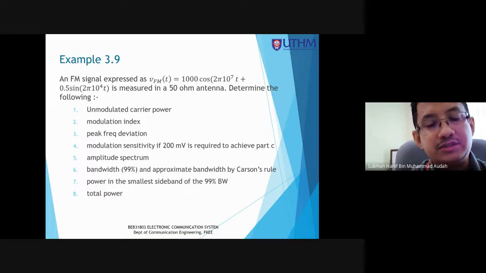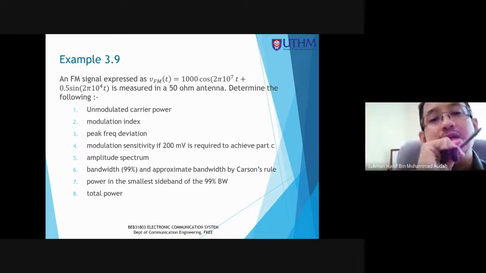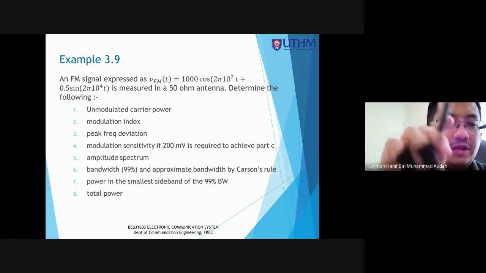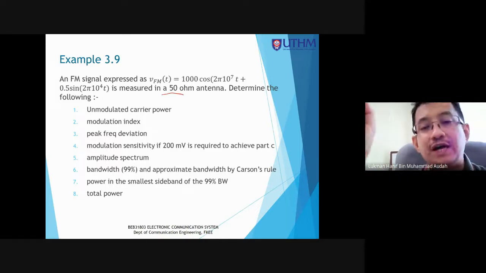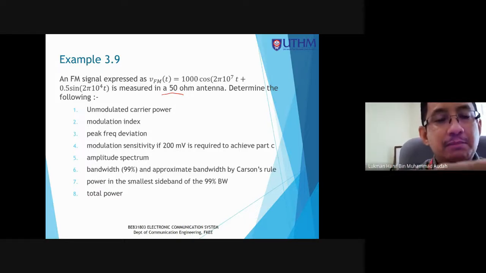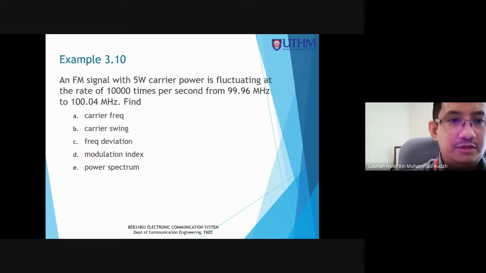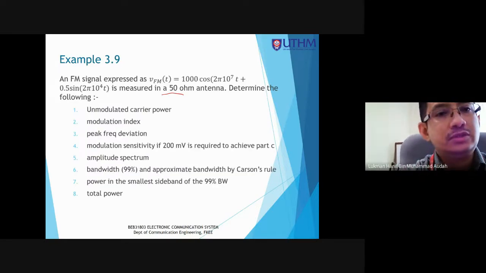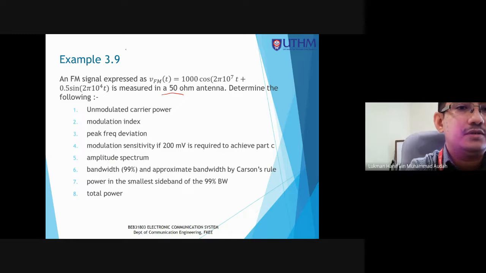1000 as cos 2 pi times 10 power of 7t plus 0.5 sine 2 pi times 10 power of 4t. So from this, it is measured in a 50 ohm antenna. What does that mean? If you draw the picture, this is actually related to the transmitter. There is no answer here.